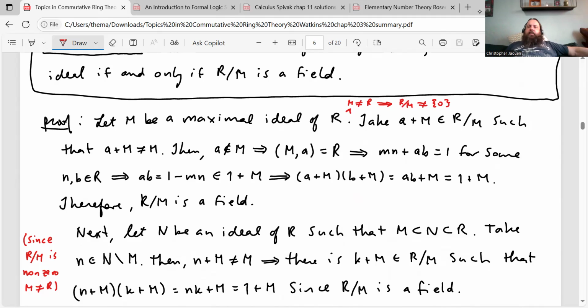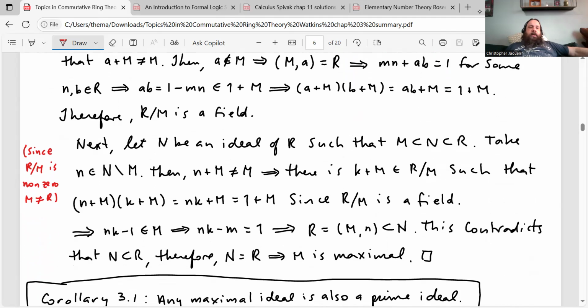Okay, so take a plus M in R mod M such that a plus M is not M, then a is not an element of M, which implies that the ideal generated by M and a is equal to R, which implies that mn plus ab equals 1 for some n, b in R, implies ab equals 1 minus mn, which is an element of 1 plus M, which implies that a plus M times b plus M equals ab plus M is 1 plus M. Therefore, R mod M is a field because every element has a multiplicative inverse. Every non-zero element has a multiplicative inverse.